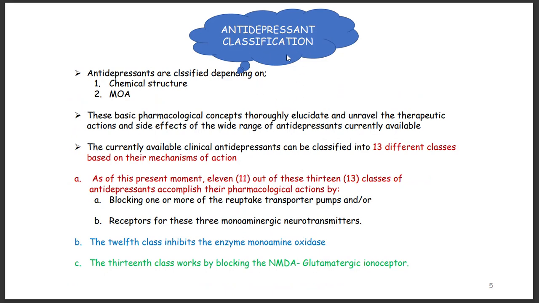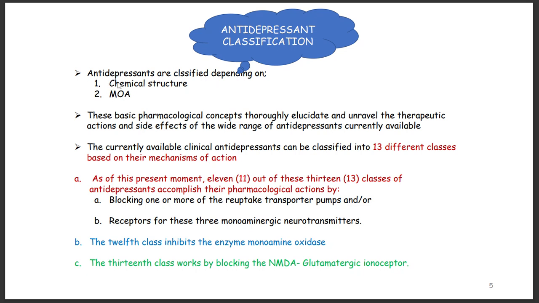So when it comes to the classification of the antidepressants, I've seen questions just talk about classification of antidepressants. You can classify them on their chemical structure and the mechanism of action, but classification depending on the chemical structure is not really good because you can't determine how the drug is actually working. But with the mechanism of action, you are looking at how the drug is working, the receptors which it is affecting, and the possible side effects of that drug. That is why this classification is good.